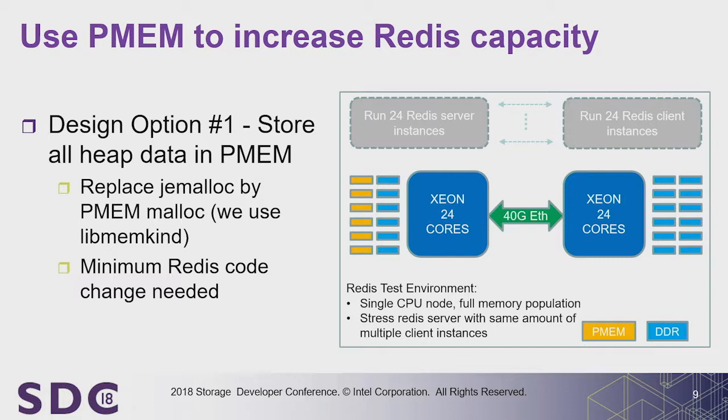The first approach, we can see, is to store all the heap data in the PMEM. This is a very straightforward way to do that, and this is how we think the PMEM can be used, by gut feeling, right? Normally, because Redis uses jemalloc for memory management, the most straightforward way is to use the persistent memory malloc in a similar way, which has minimal code change to current Redis itself, right?